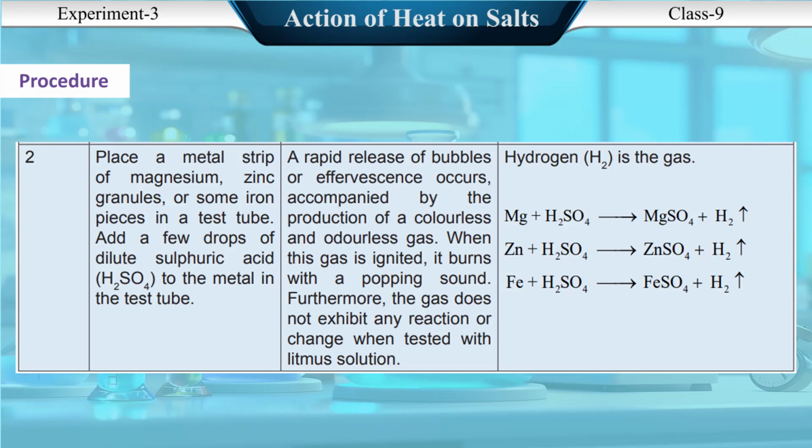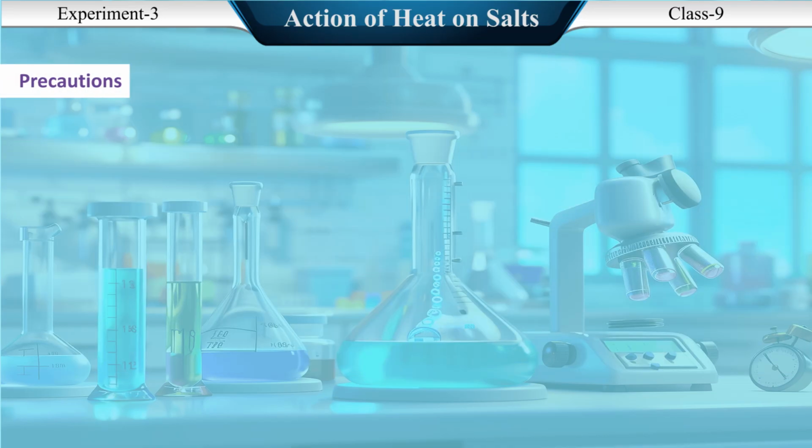2. Place a metal strip of magnesium, zinc granules, or some iron pieces in a test tube. Add a few drops of dilute sulfuric acid to the metal in the test tube. A rapid release of bubbles or effervescence occurs, accompanied by the production of a colorless and odorless gas. When this gas is ignited, it burns with a popping sound. Furthermore, the gas does not exhibit any reaction or change when tested with litmus solution. Hydrogen is the gas.